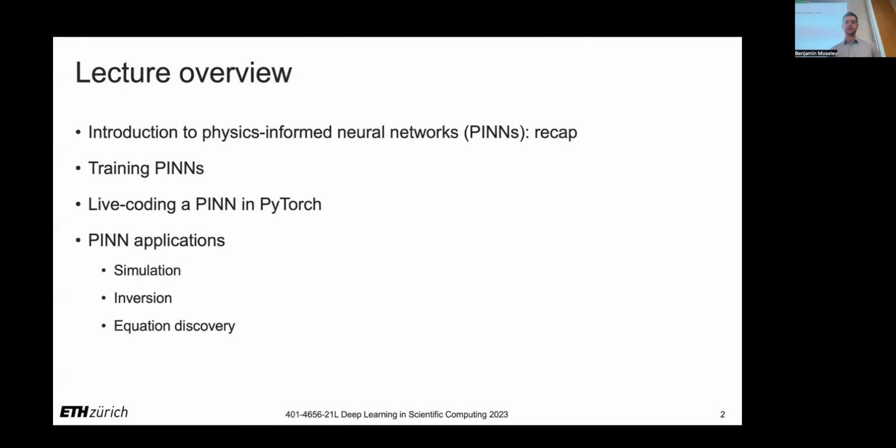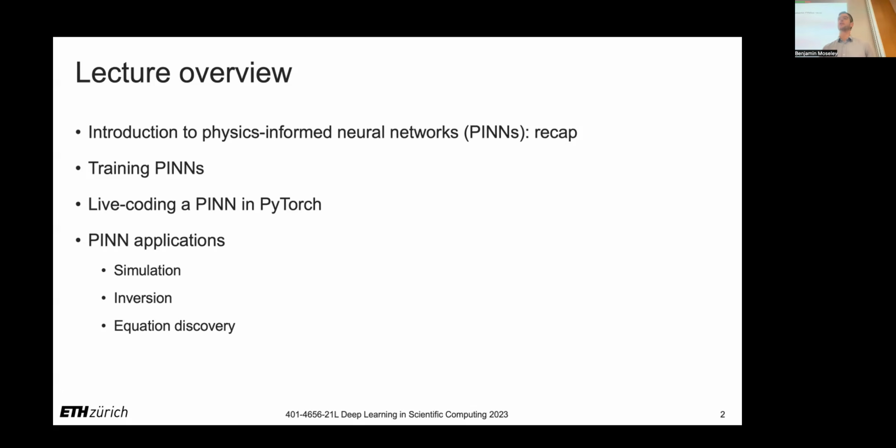So in this lecture, I'm going to give you a quick recap on what physics-informed neural networks are, recapping everything that we covered last lecture. And then I'm going to tell you more about the details of how we actually train PINNs. And also, hopefully, I'm going to do some live coding and code a PINN in front of you and show you how we actually do it in a modern framework.